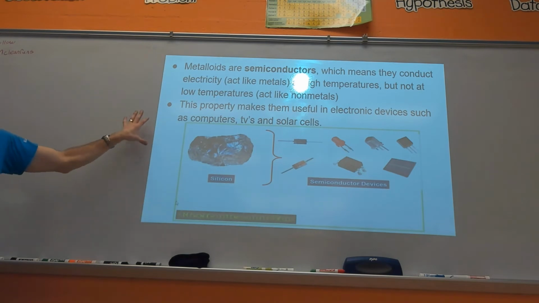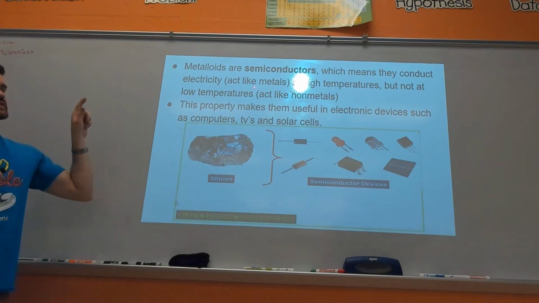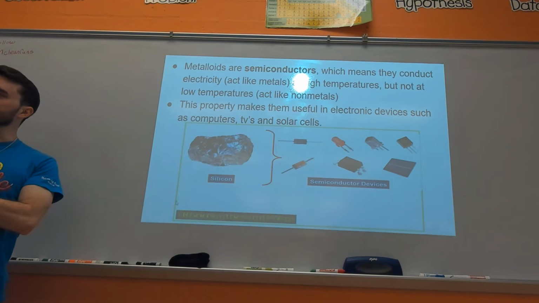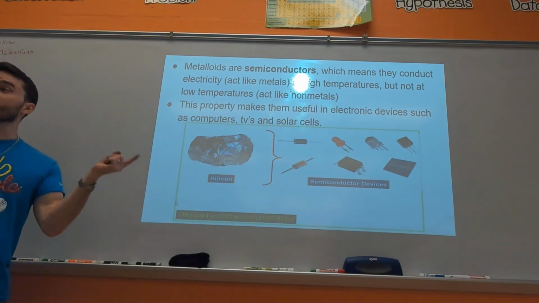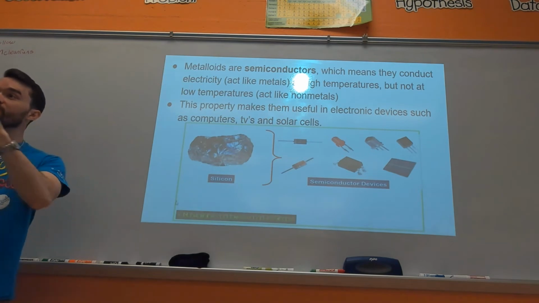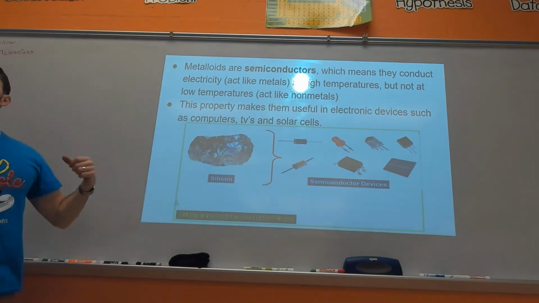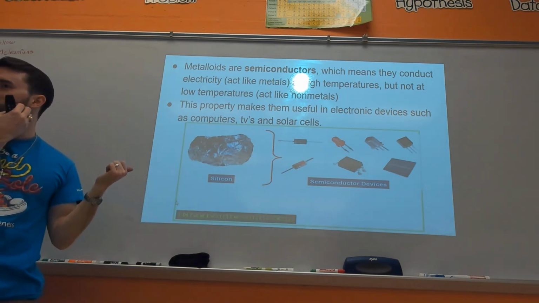Getting into some of their properties here. At high temperatures, they act like metals. At low temperatures, they act like non-metals. That's why we call them semiconductors. A conductor, we said metals were conductors, right? They move the electrons, they move that electricity. But sometimes they conduct electricity. Why would that be helpful for electronics?